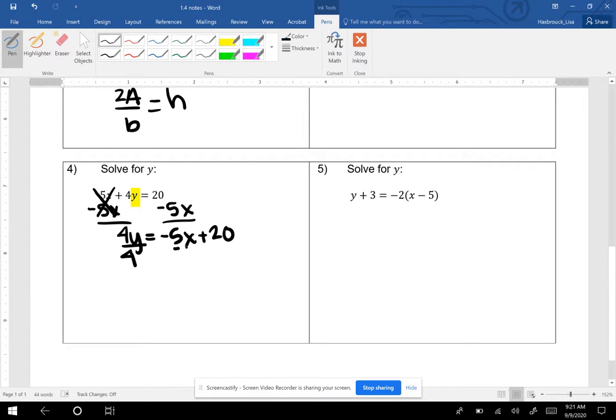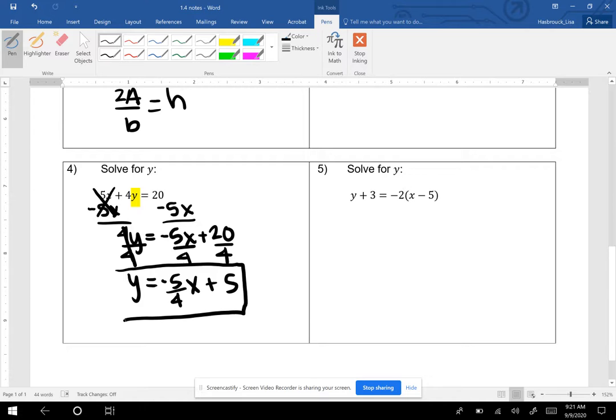Now, whatever we do to the left, we need to do to everything on the right. So I'm going to divide everything by 4 on the right individually. And I will show you why I'm doing it individually in this next step. The 4's cancel out, and y is now alone on the left. On the right, negative 5 is not divisible by 4. So we write it as negative 5 over 4 times x. So notice it's a fraction in front. But 20 is divisible by 4. 20 divided by 4 is 5. So your final answer is y equals negative 5/4 x plus 5. This form and practicing getting in this form will be very helpful in chapters that we're going to be doing later on.